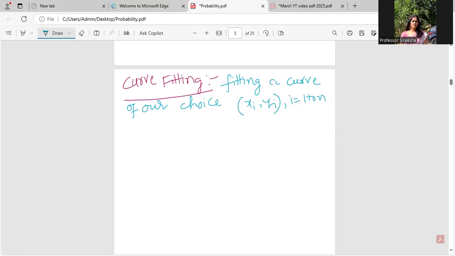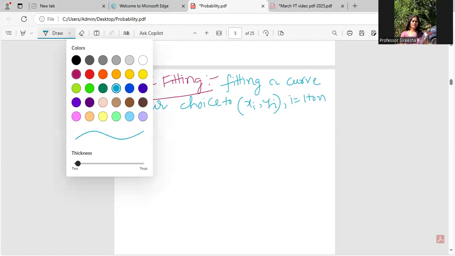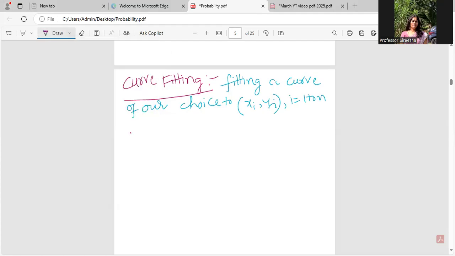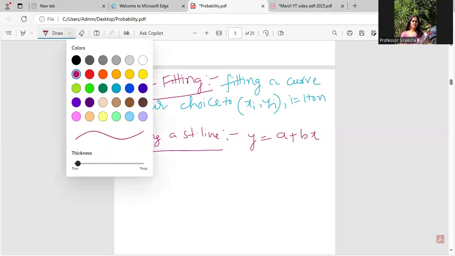So if you want to fit a curve of our choice to the data, suppose I'll just directly come to the topic so that in a short video you learn many things. Fitting a straight line, of the form y is equal to a plus bx or ax plus b, depending on the equation I'll be writing certain things. Okay.